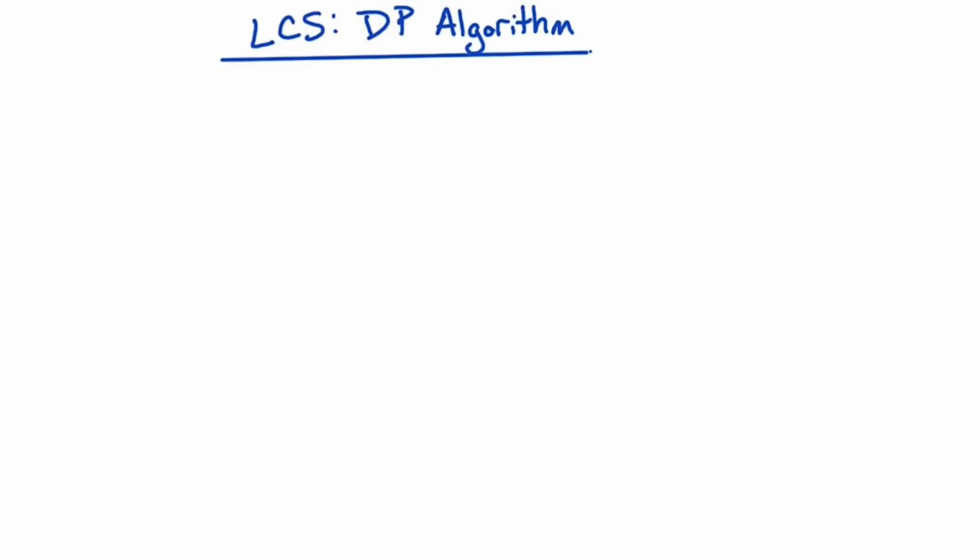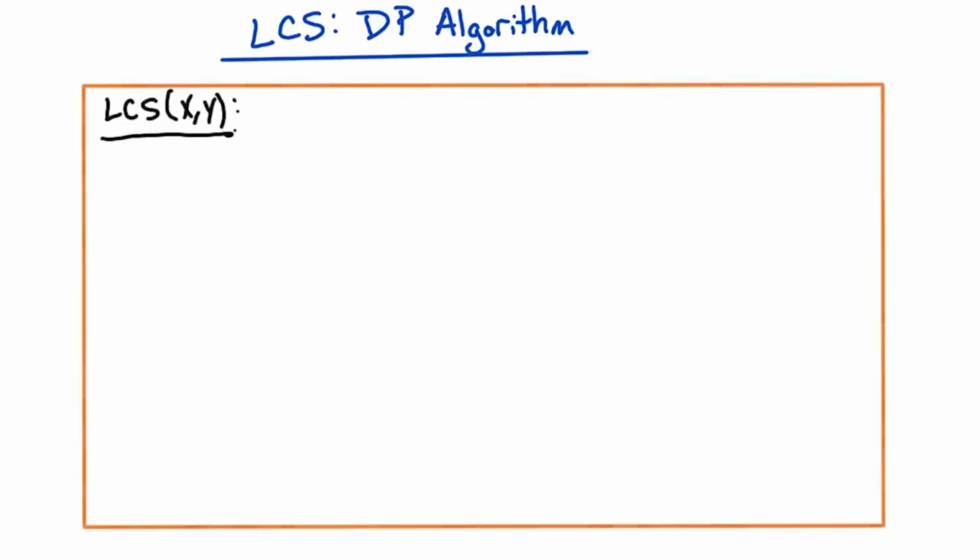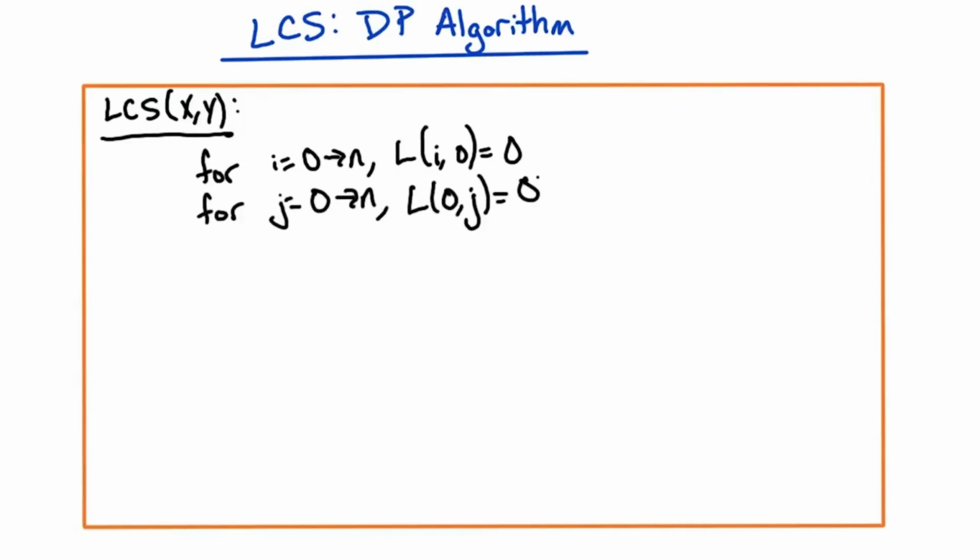Now we can state the pseudocode for our dynamic programming algorithm for the longest common subsequence problem. The input are these two strings, x and y. Now let's start with the base cases, which are the top row and the first column. We first set Li0 to be 0. This corresponds to setting the first column to zeros. Then we set the first row to all zeros. These are our two base cases.